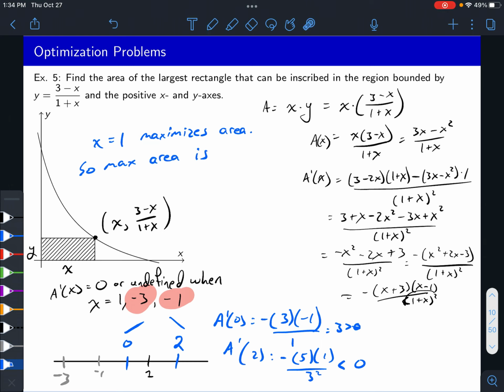Well, this is the x value that maximizes the area. The maximum area is just given by the x value times the y value, which is just x times this whole thing. So 1 times 3 minus 1 over 1 plus 1, which is equal to, okay, this is 2 over 2. 2 over 2 is 1. 1 times 1 is 1. So this would be our maximum area.